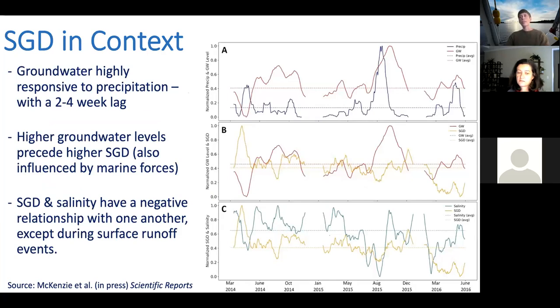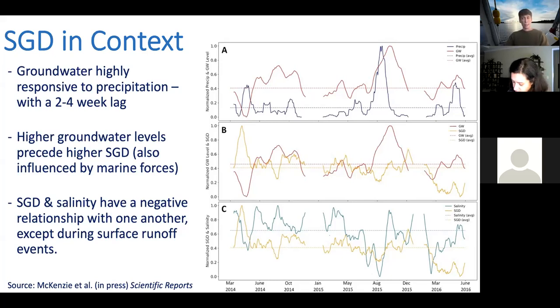We also used cross-correlation to evaluate the relationships between precipitation, groundwater levels, SGD, and coastal salinity. Here, the top plot shows precipitation in blue, groundwater in red. The middle plot is groundwater, and then that's plotted against SGD in yellow. And then the bottom plot has SGD, again in yellow, and then coastal salinity in teal. And these are all with respect to time.